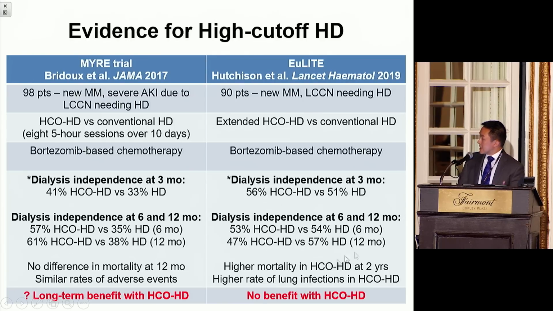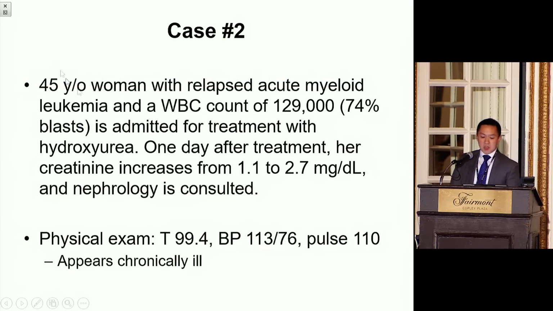However, this benefit was not seen in the other study, which also found a high rate of mortality in patients on high cutoff dialysis and a high rate of lung infections. So we have one trial that shows a possible long-term benefit with high cutoff, one trial that shows no benefit. I still think the jury is out, and we don't really know the answer to this question. So let's move on to a second case here.